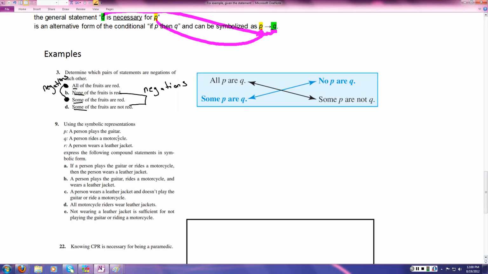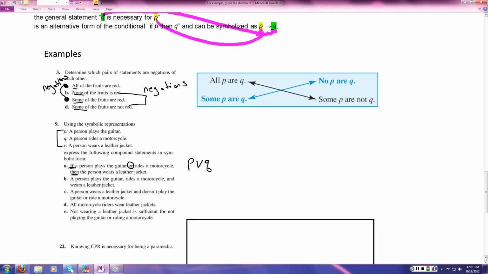Symbolic representation. If a person plays the guitar or rides a motorcycle, then the person wears a leather jacket. If I get out the keywords, I have an if-then statement and I have an or. So a person plays the guitar, that's represented as P. Or, that would be the down caret, rides a motorcycle, that would be Q.